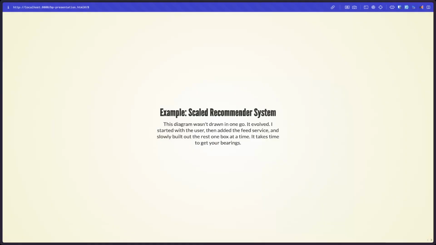So start with one box, a user, and then you can add another one as you are designing this scalable recommender system. You slowly build it out, and you might realize you missed some steps, and you go back. Yeah, but that's the process of discovery, and it's okay to not be perfect and just keep moving. And that's how you tackle a big pitch. Good luck.